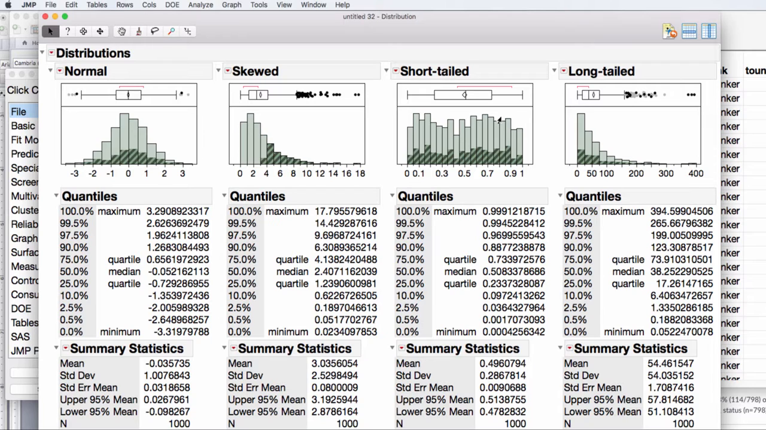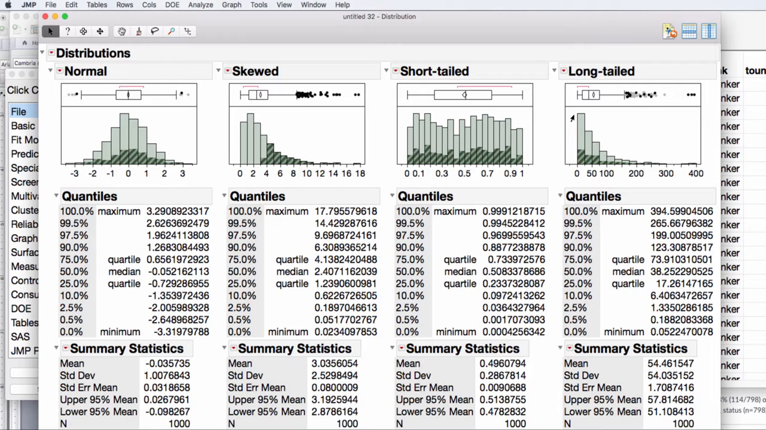For a short-tailed distribution, they can be symmetric or they can be not symmetric, but in either case, the tails stop abruptly away from the mean. In this case, our mean is about 0.5. The tails don't go very far and they stop. There's no long dragging out of the tails on either side.